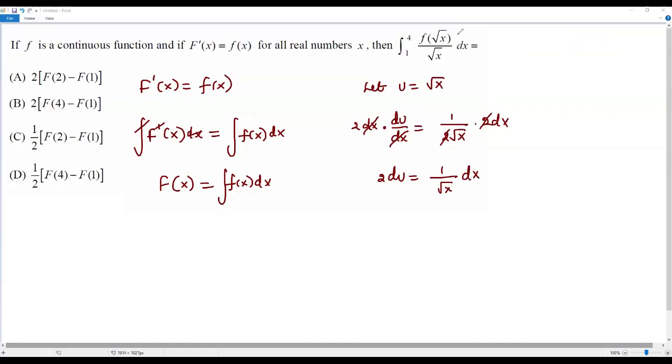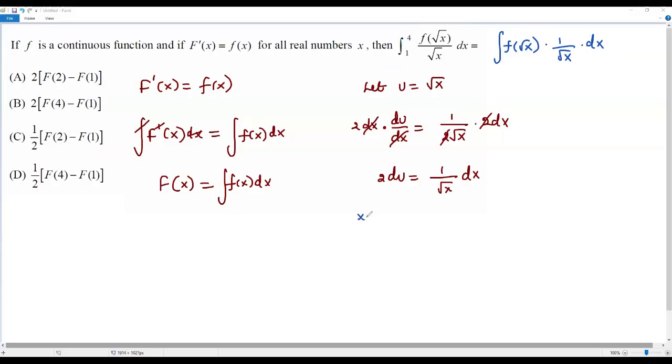Now let me rearrange the terms in this definite integral over here. That is f of square root of x, and the denominator square root of x can be written as 1 over square root of x times dx over here. Actually this 1 and 4 are the limits of the variable x. Now I'm going to change this complete integration into the new variable u. So in that case I have to change the limits also to the new variable u.